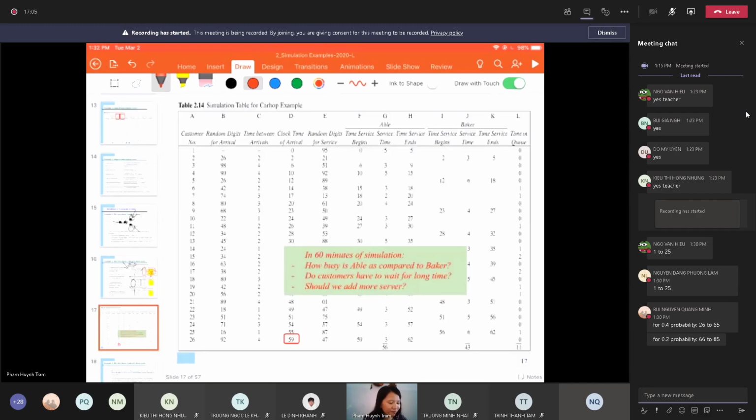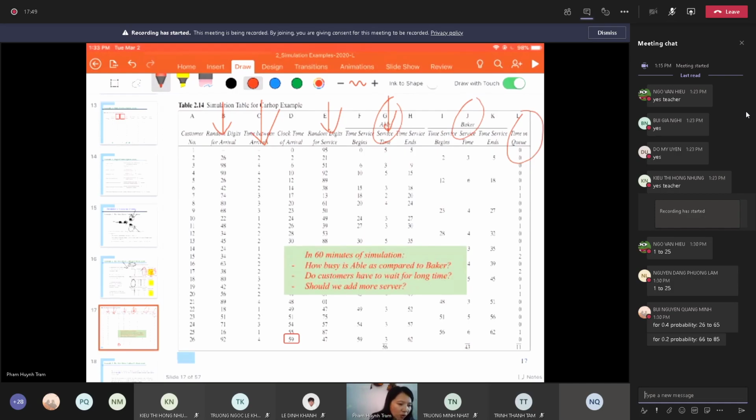Okay, so for the rest, I think we do not need to go into details in this table. We will have a table where we monitor the arrival time. We will generate the random digit for the arrival, and the random digit for the service, and then we will get the time between arrivals and the service time. And we can slowly monitor the service of Able and Baker and the time that the customer spends in the queue.